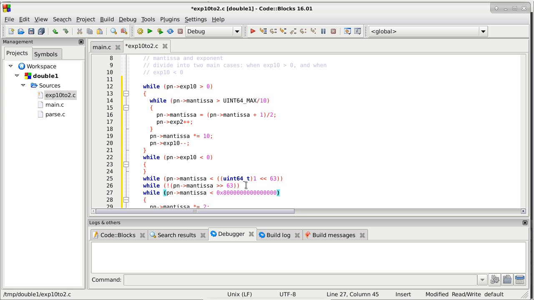The most significant 4 bits are specified by this 8 here. What is 8 in binary? It's 1, 0, 0, 0. Cannot be a 4 because you cannot have 4 as a digit in binary. So it's 1, 0, 0, 0. So that means that 1 in the 8 is in fact bit 63. So this is yet another way to specify as long as the mantissa is less than 1 followed by 63 zeros, stay in the loop.